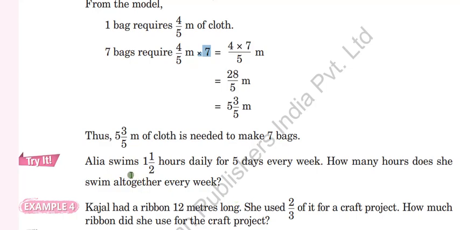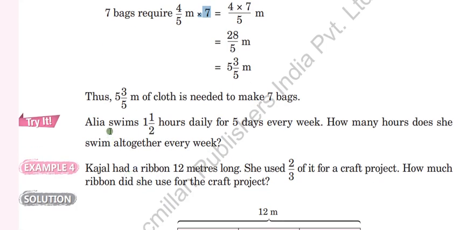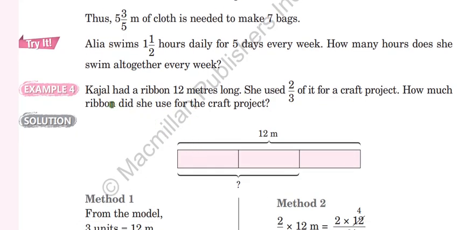Now the try this is there. You can do it in your classwork copy. Alia swims 1.5 hours daily for 5 days every week. How many hours does she swim altogether in a week? So we have to calculate for a week. That means for the 7 days we need to calculate.